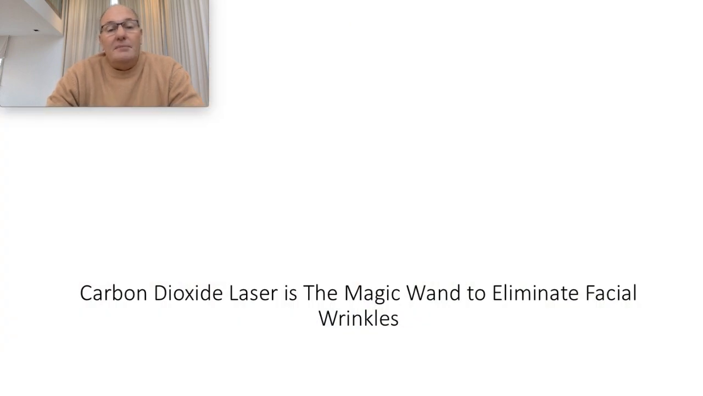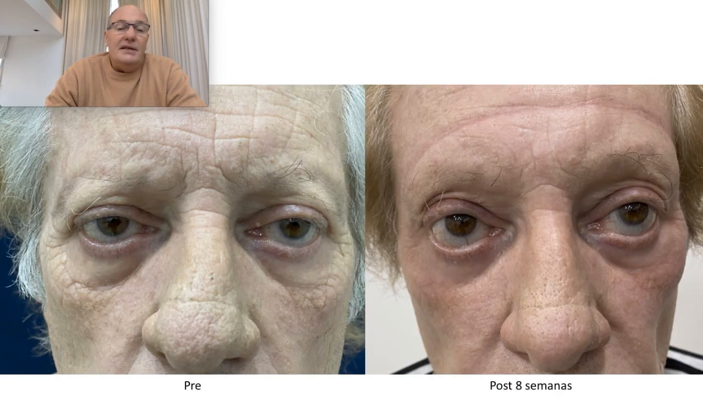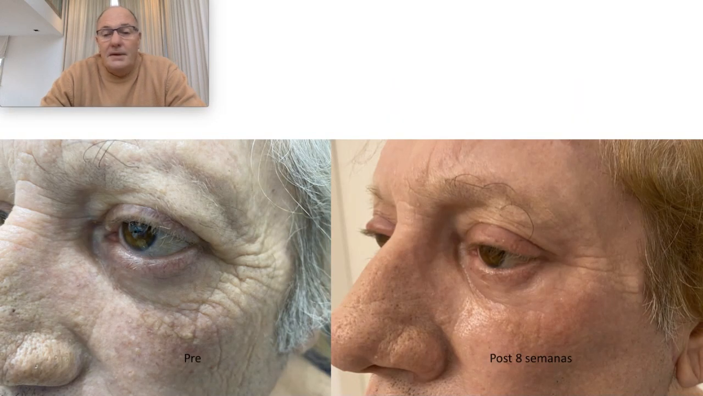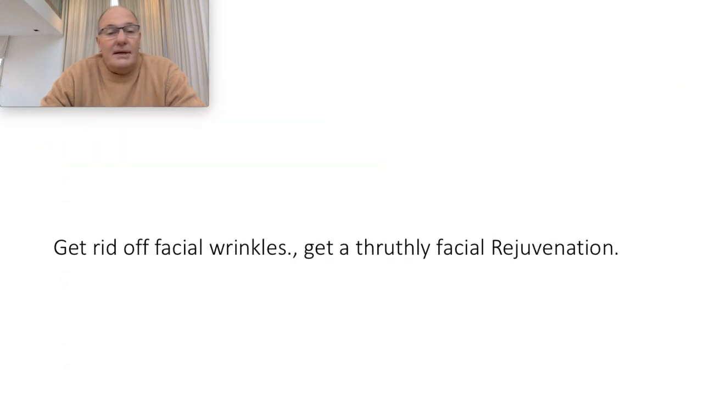Carbon dioxide laser is the magic wand to eliminate facial wrinkles. This patient was operated on with a conventional technique. They produced an ectropion, they left all the wrinkles, they pulled down the eyebrow, and this is what I can do with the repositioning of the eyebrow and the improvement of the wrinkles. But the patient does not want to improve this, because treating this ectropion is another procedure that the patient does not want to undergo. And this is 8 weeks after the procedure. You can see how improved the wrinkles are, and in other cases.